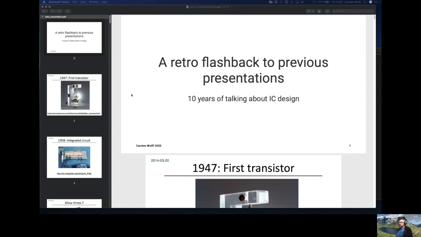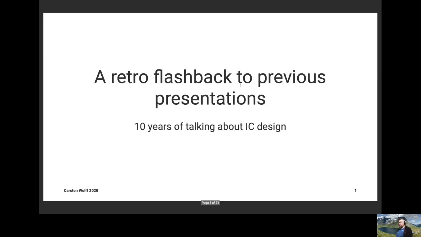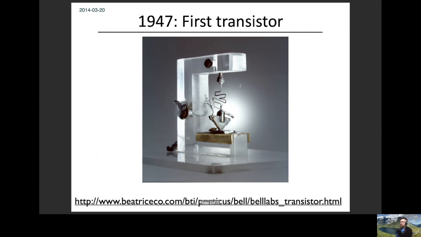Okay, so this is a retro flashback to the previous presentations. Now, if you want to look at the originals, you can find those on my website. Anyway, it all started back in 1947. This was at Bell Labs, and you have, let's see, Shockley, Bardeen, and one other guy. Let's check.